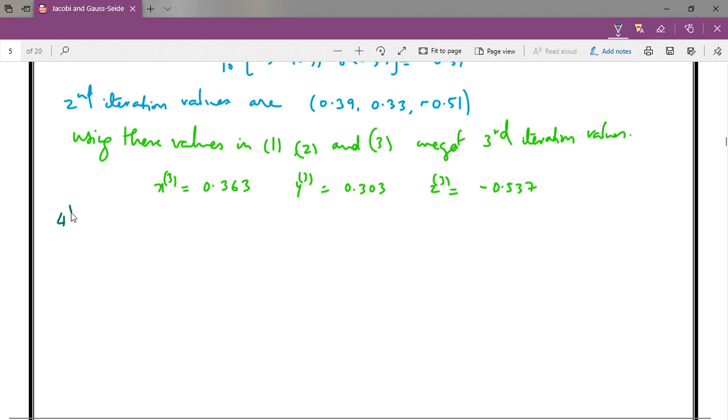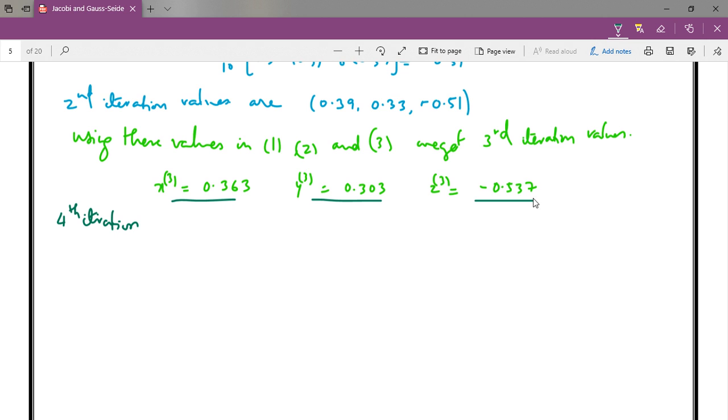So fourth iteration, using these values in 1. Okay, so in the fourth iteration we get x4 as 0.3441, y4 as 0.2841, and z4 as minus 0.5181.